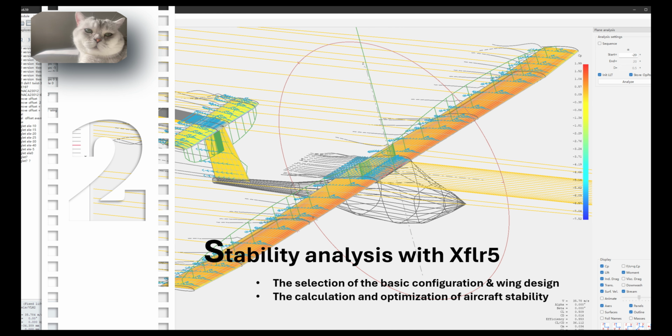Finally, the NACA 23012 airfoil is selected as the main wing configuration as it best suits the requirements of this small electric aircraft. The next step is to analyze and adjust the aircraft's stability based on the preliminary layout.